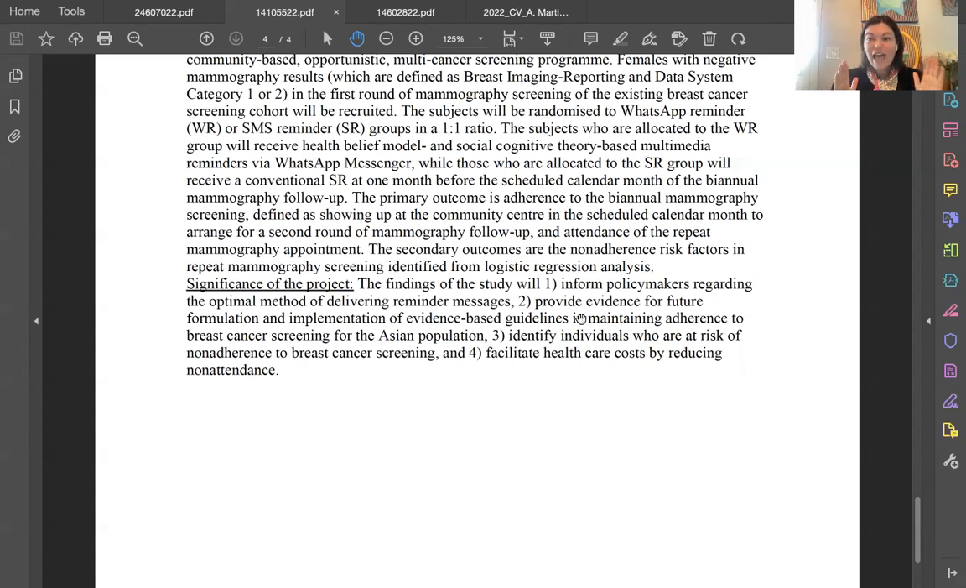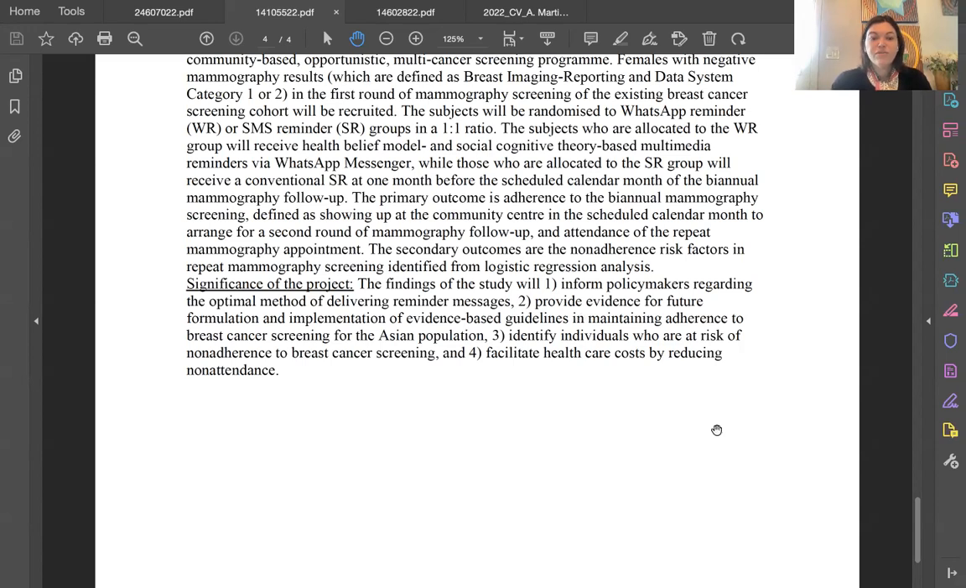Overall, this is an absolute no for me, given the amount of money that they're saying it would cost, and also the real big flaws in how the science is being portrayed here. Significance of the project: the findings of the study will inform policymakers regarding the optimal method of delivering reminder messages. Again, no, it isn't. It's simply saying whether or not some people liked WhatsApp, right? The optimal requires you to have multiple versions with equal exposure, and you do not have that here.